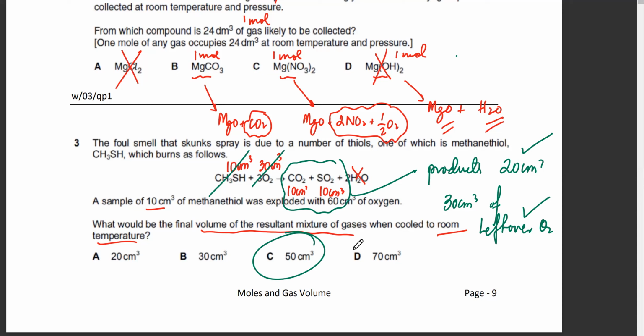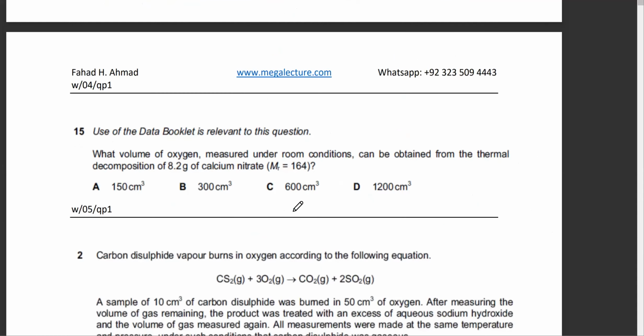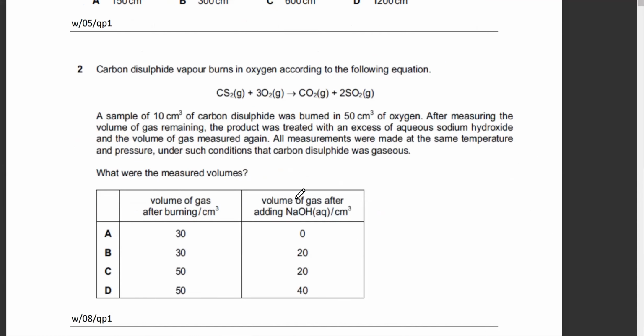So basically oxygen is in excess. You just needed 30, you didn't need 60. So that means 30 cm cube extra has been added, and that would also be present. So we'll do similar questions.